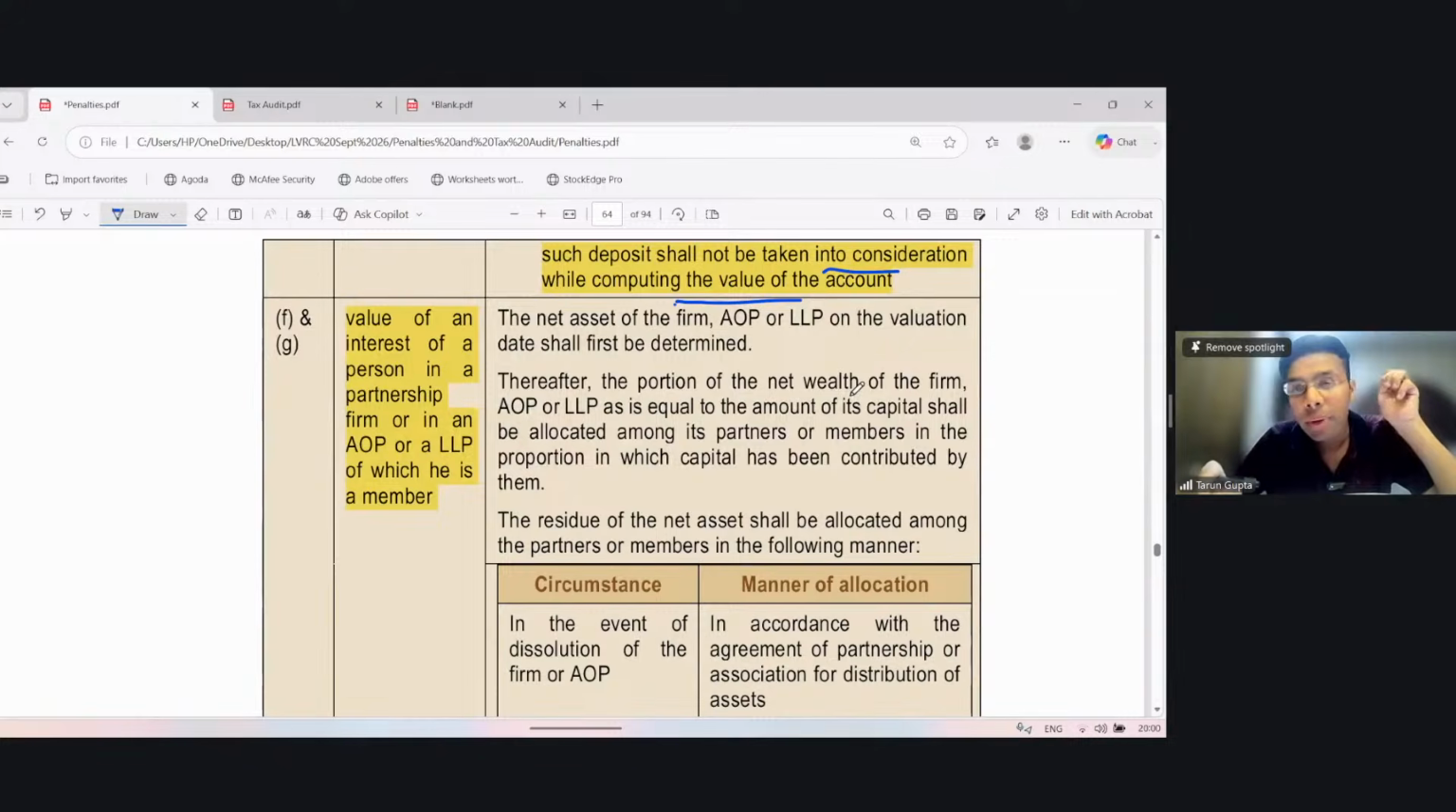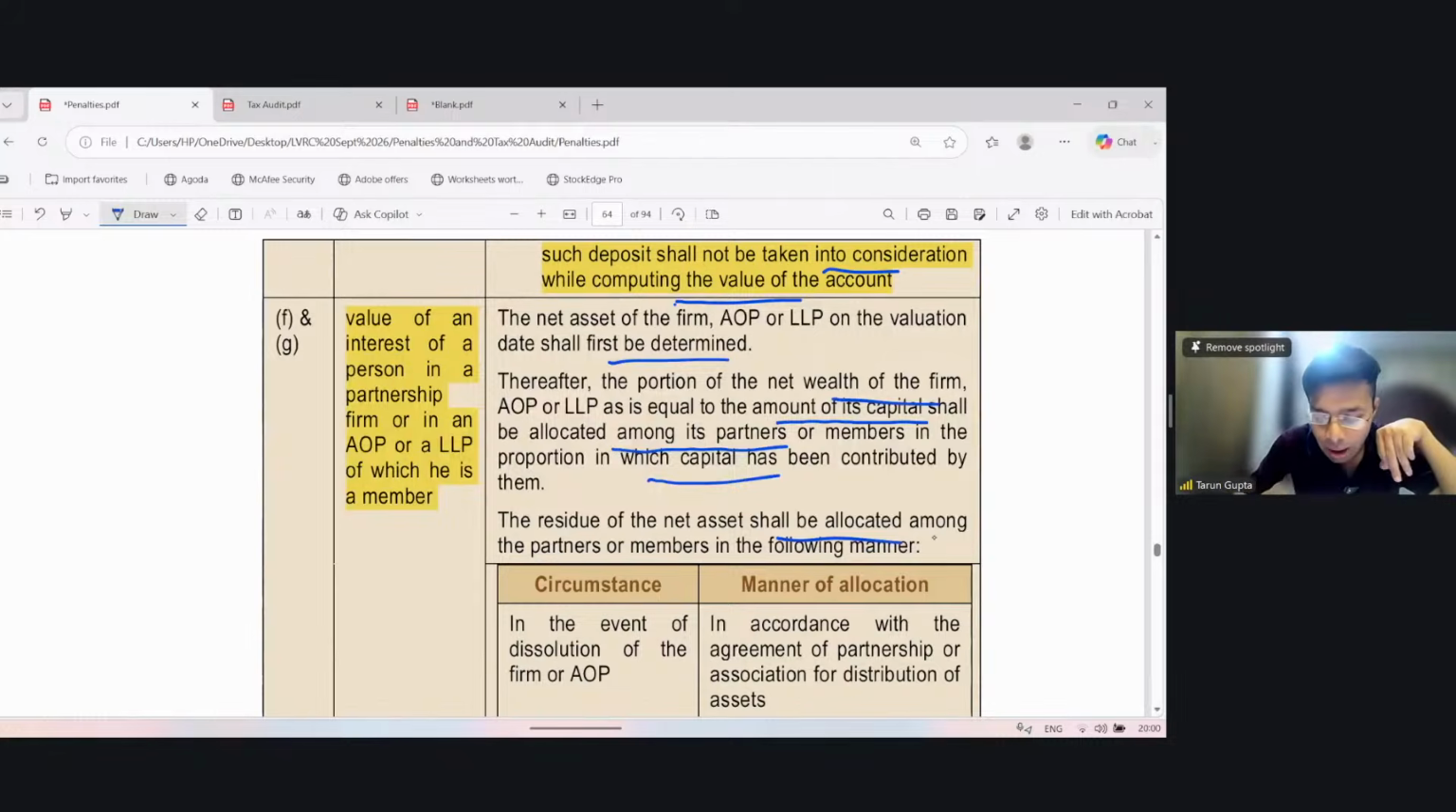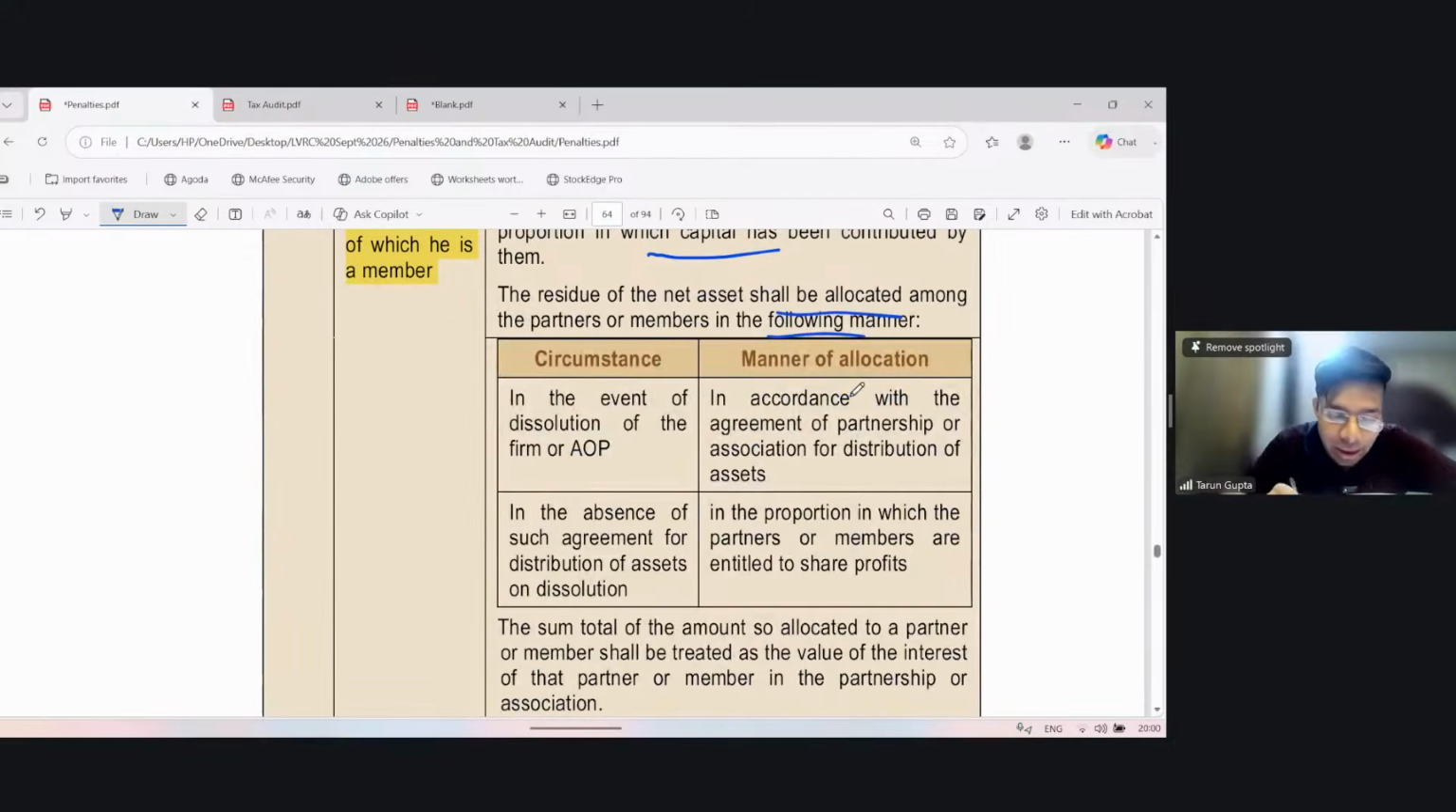The net asset of the firm, AOP or LLP, on the valuation date shall first be determined. Thereafter, the portion of the net wealth of the firm, AOP or LLP as the case may be, as is equal to the amount of capital shall be allocated among the partners or members in the proportion in which capital has been contributed. Okay. And the residual of the net asset shall be allocated among the partners or members in the following manner. So up to the amount of capital should be distributed in the ratio of capital, and the remaining amount shall be distributed in the following manner, which is in the event of dissolution of AOP or firm.